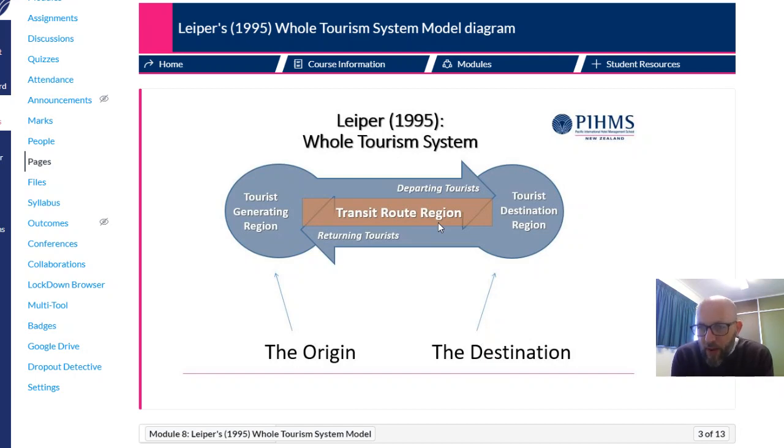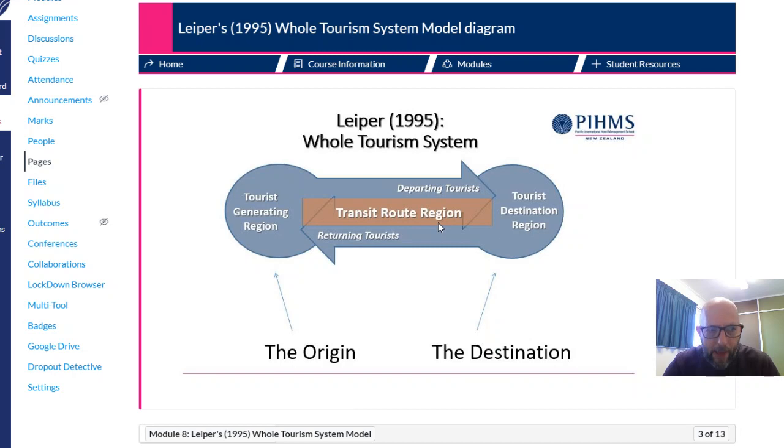And that can be anywhere in the world. So any place could be all 3 of these. There are some places that are known to be destinations more than origins or more than transit routes. You could, in many ways, say that New Zealand, on a global movement of tourists, is perhaps not a transit route region.